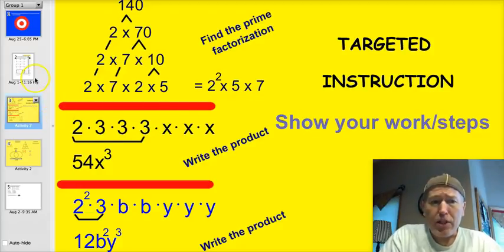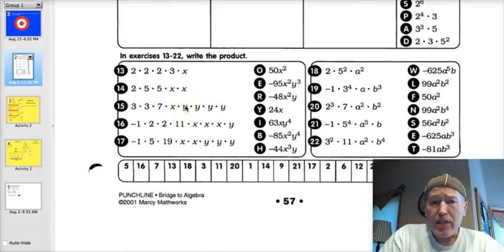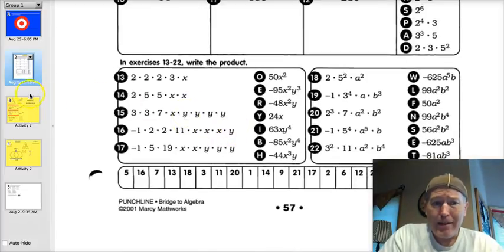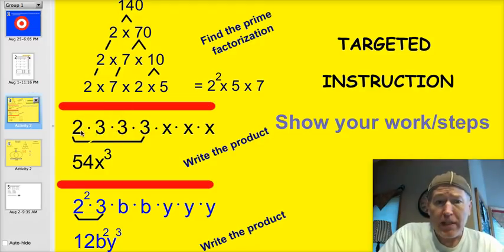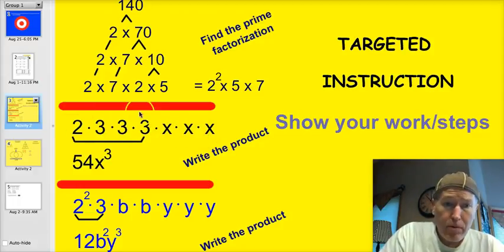Down in that bottom section of this sheet, you're also going to be asked to write the product. You're going to have a string of primes like this one here, for example, 2 times 3 times 3 times 3 times x times x times x. That's a mouthful. All you do is you take and multiply the numbers together. So 2 times 3 is 6. 6 times 3 is 18. 18 times 3 is 54. So there's where I got my 54. And then I multiply the x's. X times x times x is really x cubed. So now I've written the product from a string of primes.